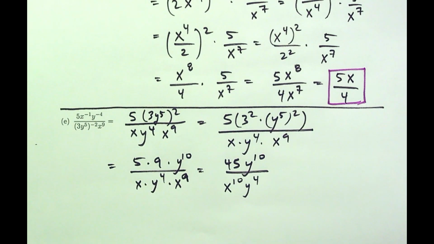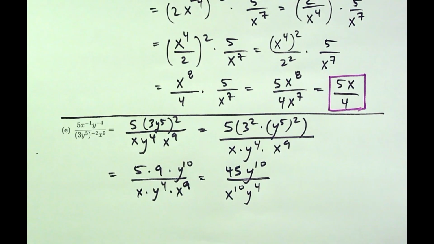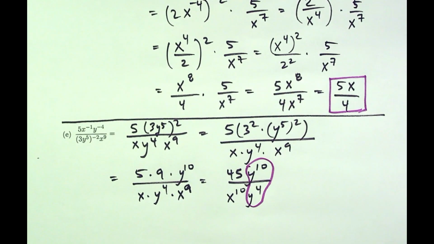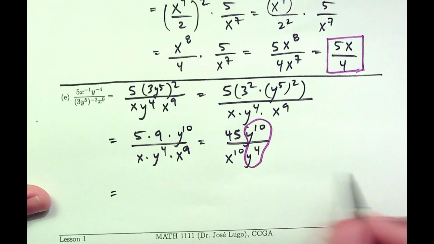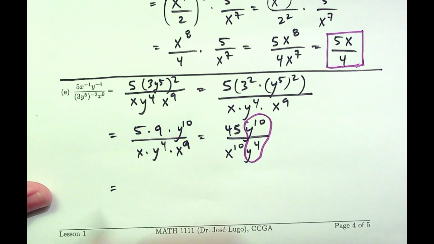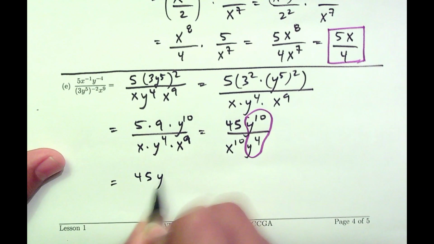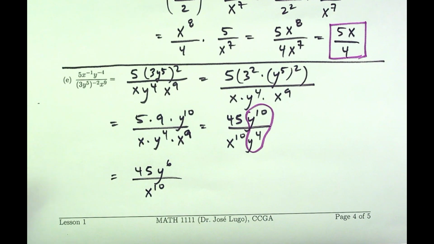So all the top is simplified, all the bottom is simplified, but now the fraction as a whole can still be simplified a little bit more because these y's you can combine and simplify. So if you simplify those by subtracting the exponent, 10 minus 4 is 6. 6 is positive, so that means that stays on top. So y to the 6 on top, x to the 10. If you had got negative 6, that means you write the y to the 6 on bottom because the exponent is negative. And that would be it. That is the end.